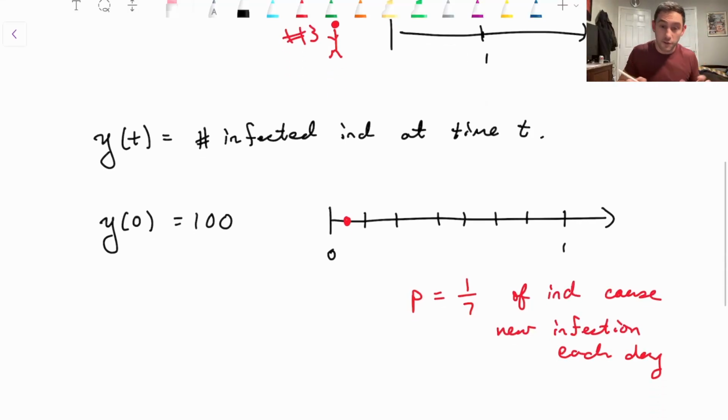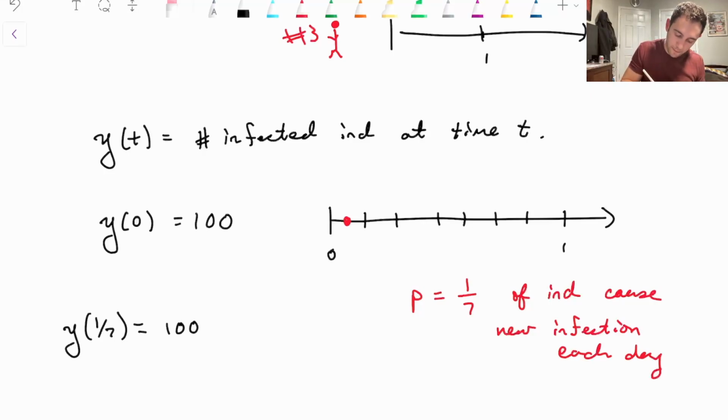So by the end of the first day, which I might call y of 1/7, I'll have all of the 100 original people who were infected, plus 1/7 of them will have gone and caused a new infection. So 1/7 of those 100 people will have gone and duplicated themselves. This number, I think, is about 114.